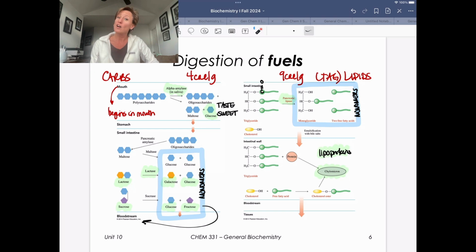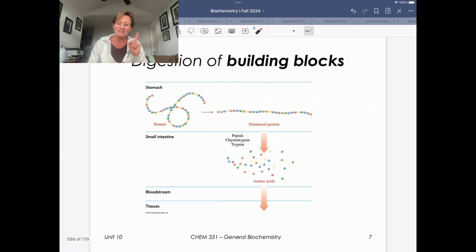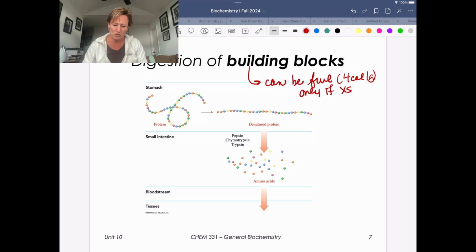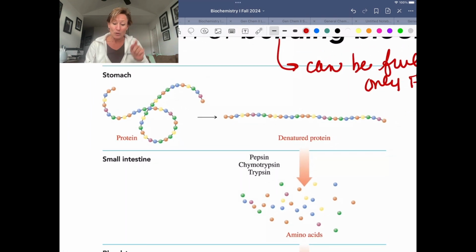And we're highlighting these are building blocks. Now, they can be metabolized as a fuel, okay? They can be a fuel, and again, they're going to be 4 calories per gram, but only if we have excess. Okay, so let's talk about what's happening here. Now, here we do see an important piece that happens in the stomach. The digestion process for proteins in the stomach is going to ensure that we denature our proteins.